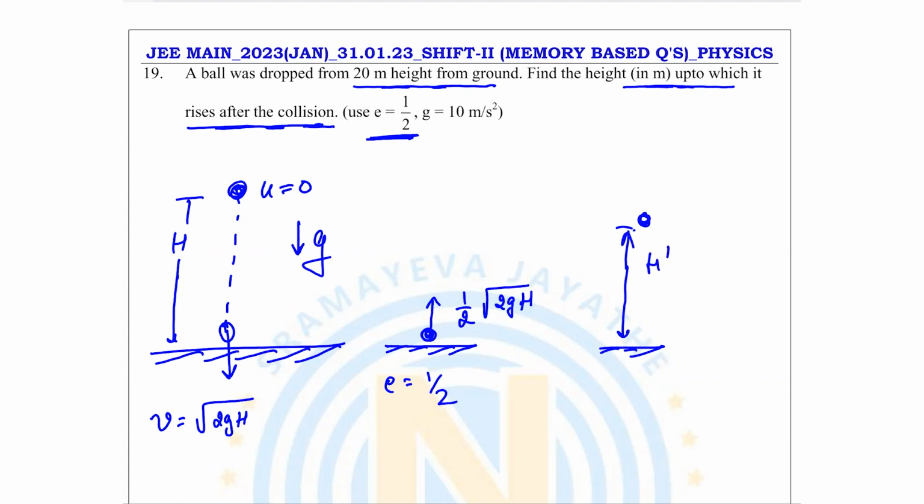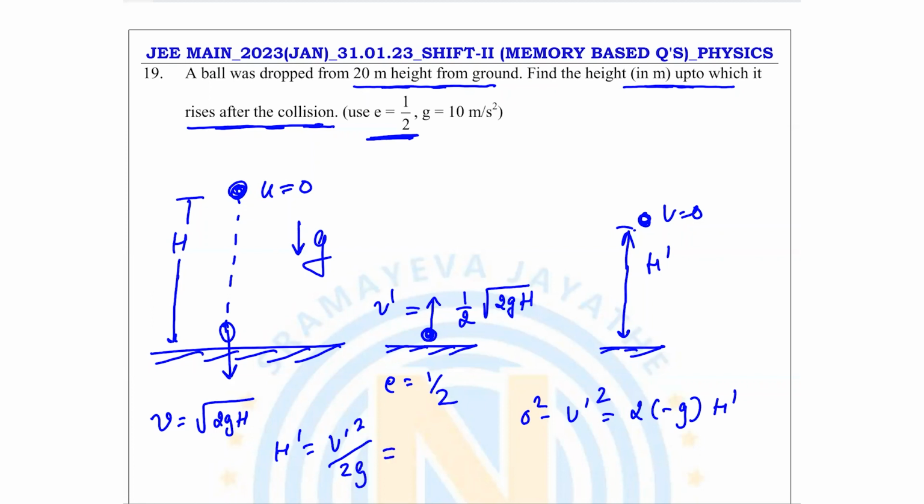And now you want to find out up to what maximum height it rises. So again, suppose this is v prime, this is h prime, final velocity is 0. So v square minus u square is equal to 2 into a. Acceleration will be minus g in this case. So 0 square minus v prime square is equal to 2 into minus g into h prime. So h prime is v prime square by 2g. So v prime square by 2g will come out to be 1 by 4 times h. So if I put h as 20, this is 5 meter.